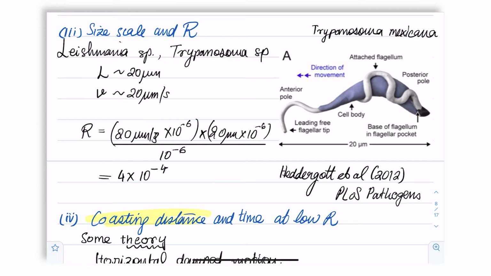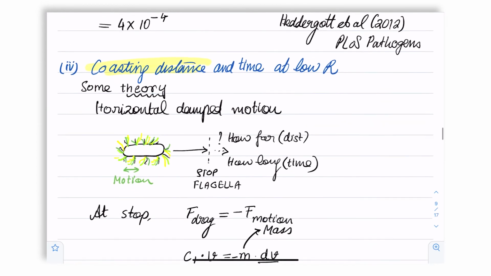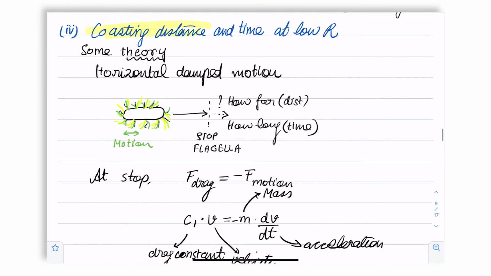So what about the coasting distance and time at low Reynolds number? Remember, coasting distance is nothing but the distance for which the object or the cell continues to propagate once the active motion stops. That's what is coasting distance. For horizontal damped motion, keeping this thought in mind, we are interested in the time after flagella stop beating; hypothetically, we can equate the drag force and the force due to motion.